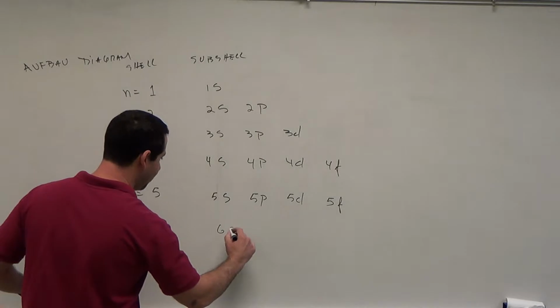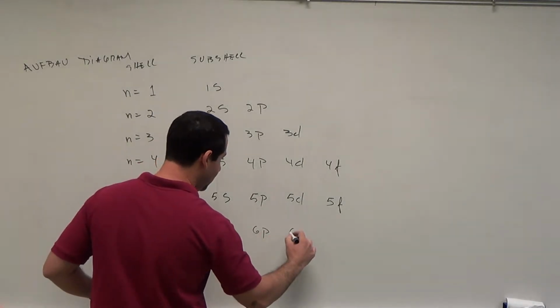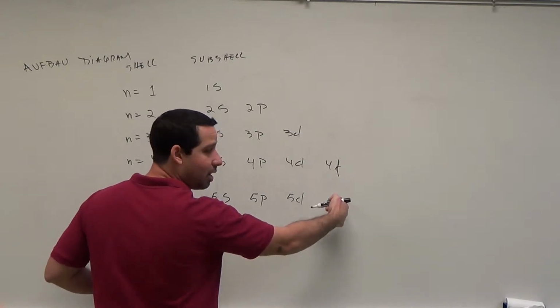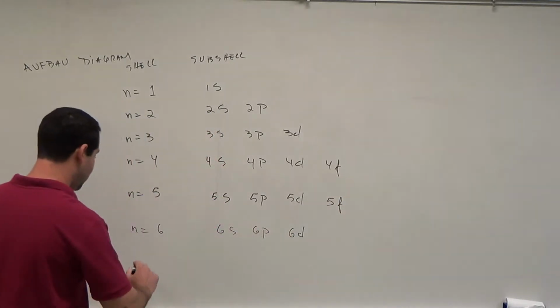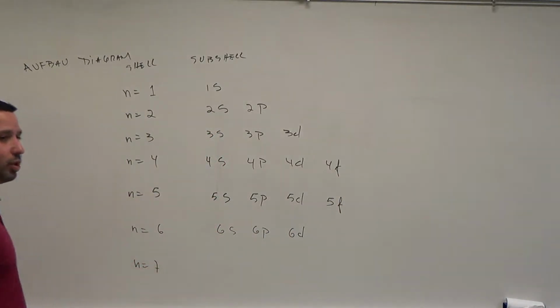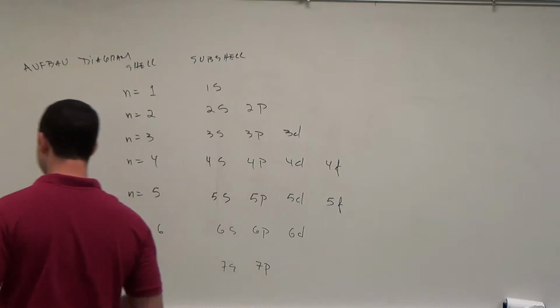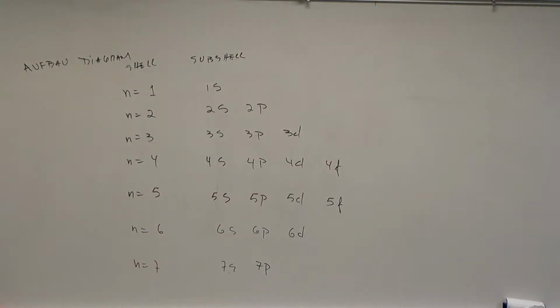On the 6th one, you have the 6s, the 6p, and the 6d. We do not write a 6f because they run out of electrons here. So they're going to decrease. And the 7th, which is the last period, will have the 7s and 7p. Outstanding. This is a way of doing what? Electron configuration.